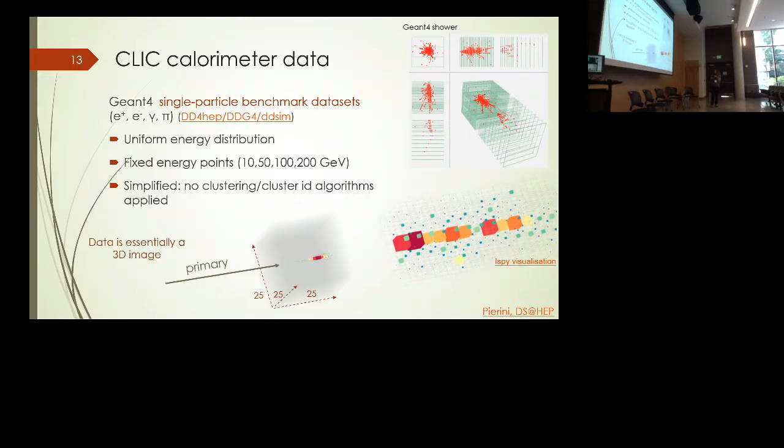So basically, you have your primary particle that enters, deposits energy in the electromagnetic calorimeter, and then goes on. The color codes represent the intensity of the energy deposited in the cell, the amount of energy that's deposited in the cells. Once you do this pixelization, your data is basically a 3-dimensional image.